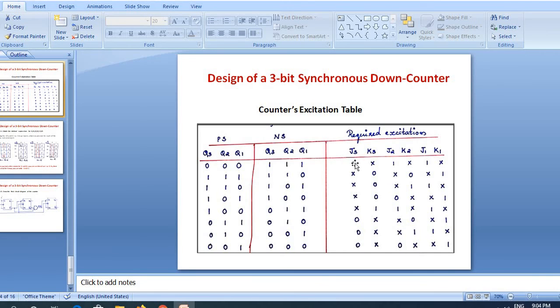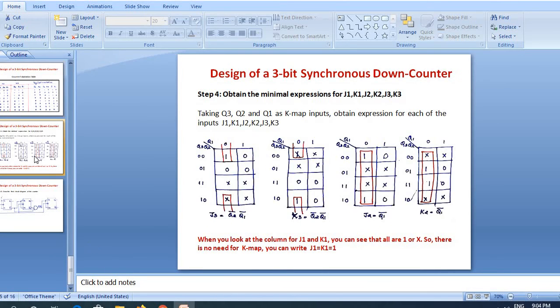So in the K-map for J3, look here, corresponding to 0, 0, 0, it is 1. For 1, 1, 1, it is x. Similarly, fill all the others, group them as pairs and write the equation. Similarly, do it for K3, J2, K2. This is what we have to do.